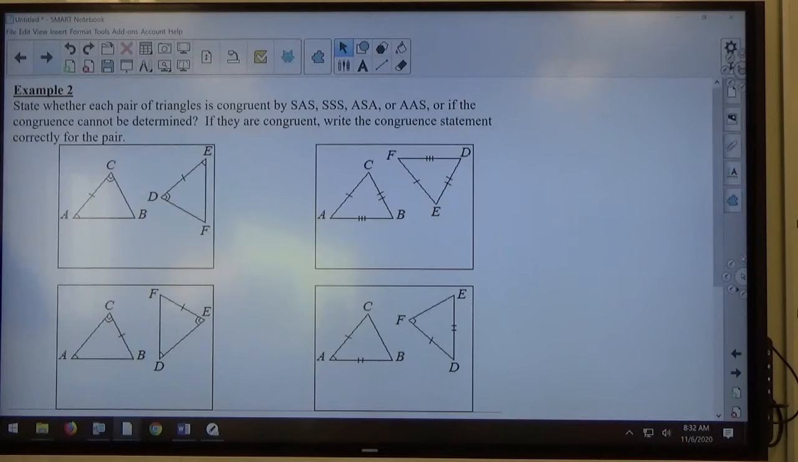Okay, this problem is very much like example 1 was yesterday. We got some triangles drawn for us. We want to establish congruence, yes or no. If it is a yes, then we need to explain which one of the 4 congruence postulates is being used.